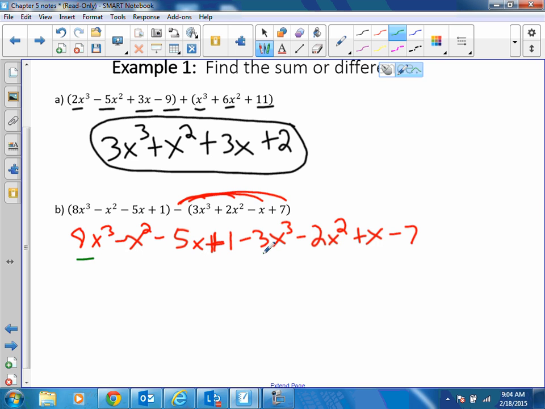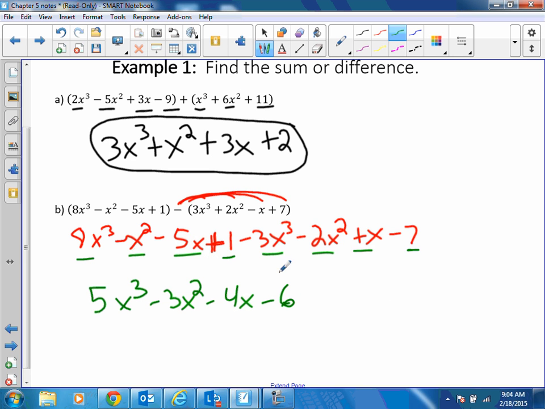Then from there, you just combine like terms. You've got 8x cubed and negative 3x cubed, and that'd be 5x cubed. Negative x squared minus 2x squared is negative 3x squared. Negative 5x and plus x is negative 4x. And then 1 minus 7 is negative 6. And that would be the answer.